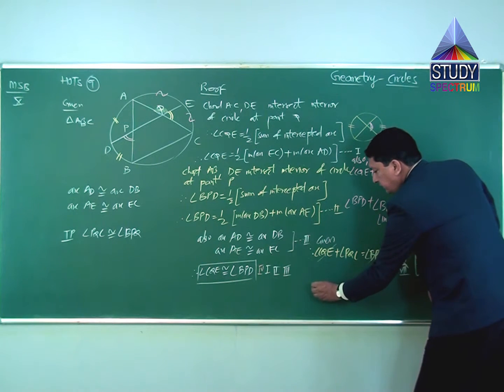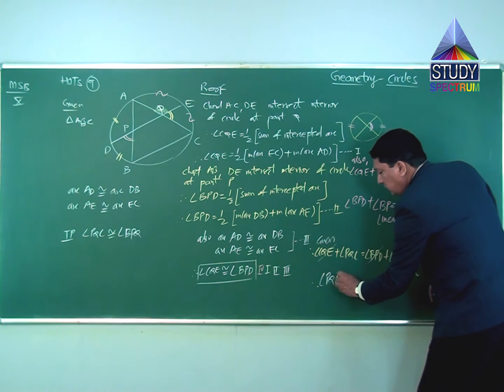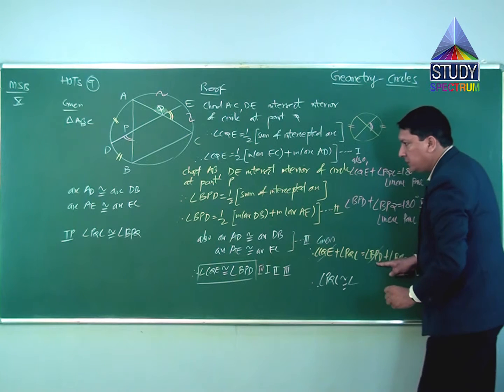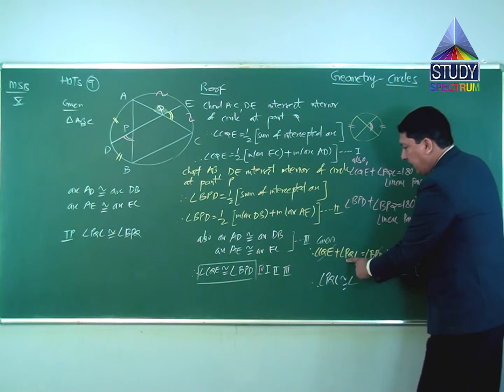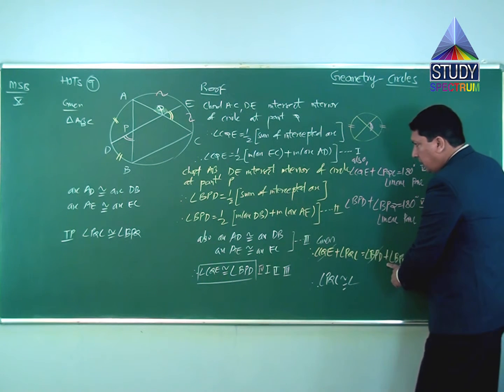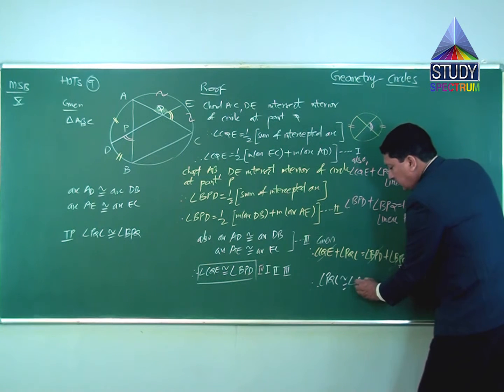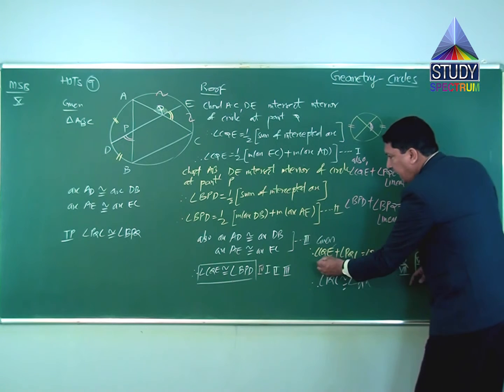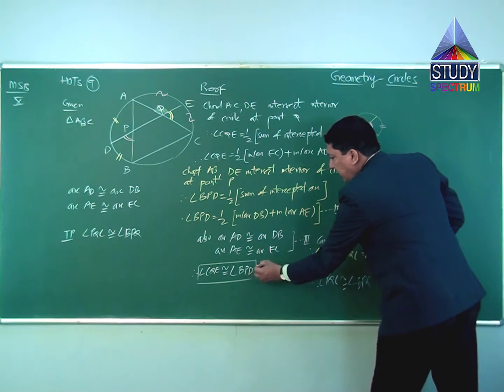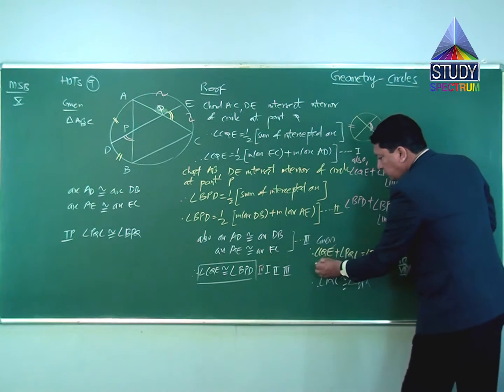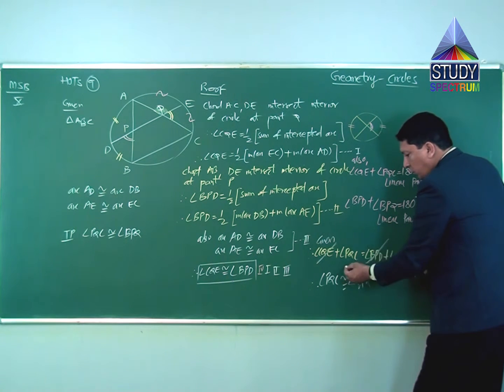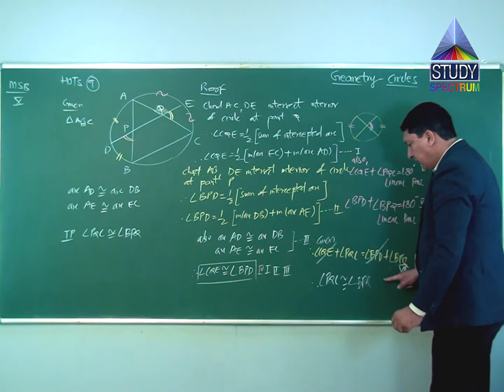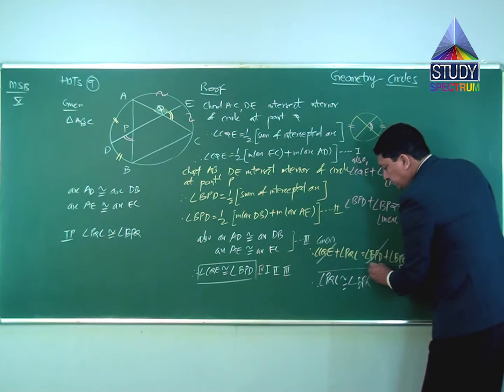What remains? Angle PQC congruent to angle, which angle? Angle PQC is congruent to angle BPQ. Why BPQ? Because this term we have eliminated, BPD, and if you look at BPD, angle congruent to angle CQE. So these two terms are eliminated. What remains? Angle PQC is equal to angle BPQ.